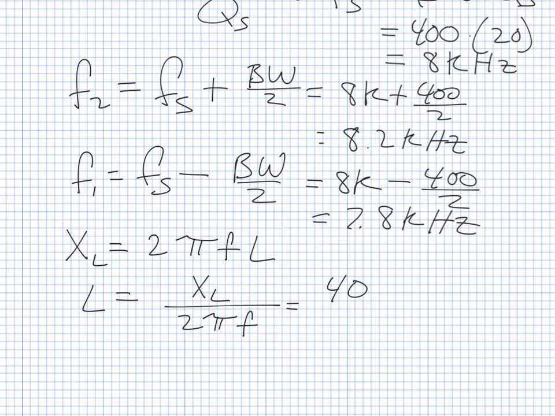Let me just verify that here. 40, 40, 40, 40. Yes, we did. 40. Divide by 2 pi. Now, f in this case is going to be the resonant frequency. Okay, we said the thing's operating at resonance. We solved for resonant frequency, and we determined that to be 8K, right? Yes, 8K. So we go ahead and multiply that out, divide it out, and we come up with 795.8. I'm going to write this underneath here.